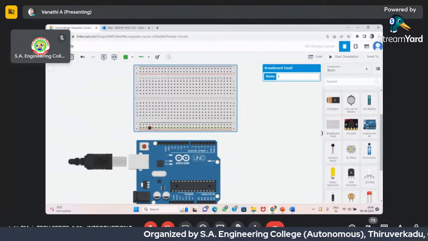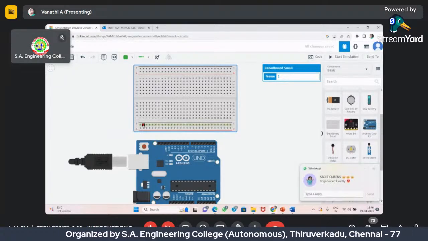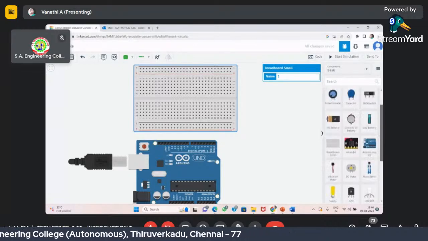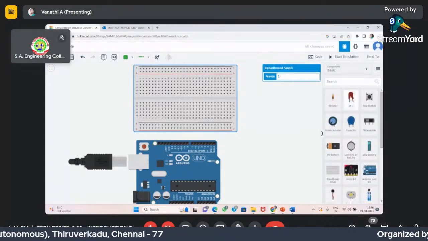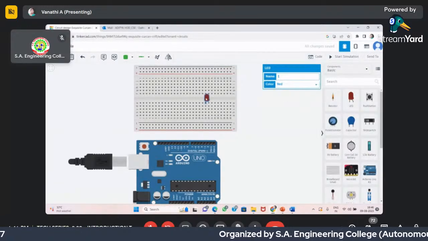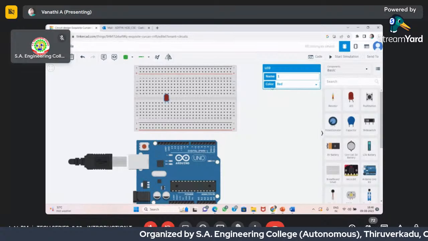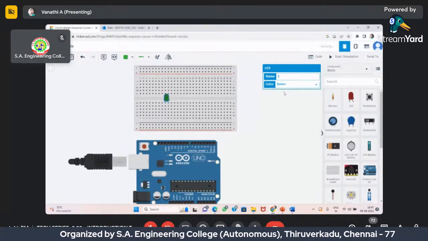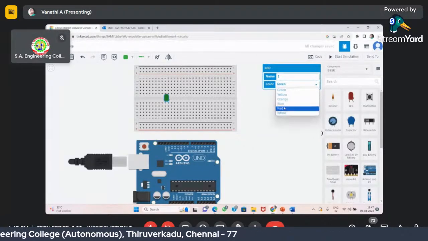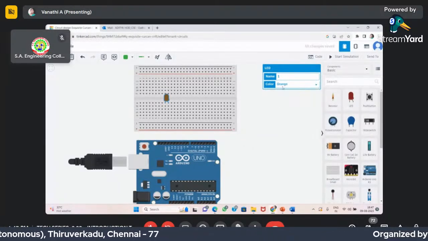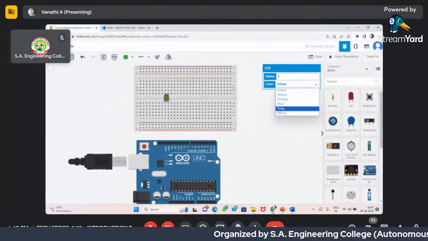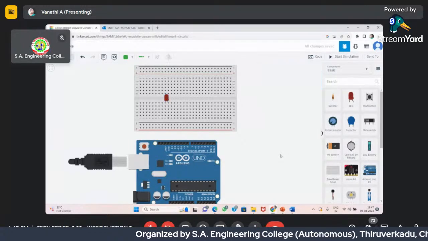So you can see this is a positive point and this is a negative point. For every connectivity, you require the positive and the negative point here. So I'll show only the basic LED, right? I'll be using an LED here. You can also set the color of the LED. If I need a green color, I can set green. If I need orange, I can set orange. Or yellow, I can set yellow, right? Whatever color you require, you can set.